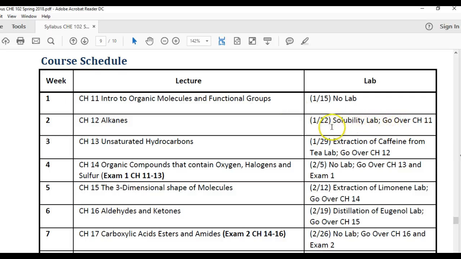Our first lab is the solubility lab. I will direct you to information on what to do for the solubility lab as far as pre-lab and information like that. But that is the lab we'll be doing. Make sure you have goggles. But that's kind of what the semester is. Okay, so then week 2. We will do this solubility lab and go over Chapter 11 on Monday.